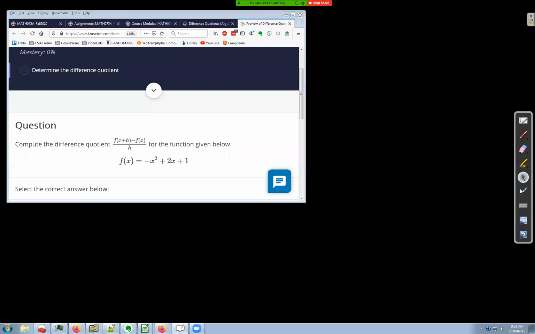So we're talking about the difference quotient. The difference quotient is this crazy formula right here, and it always looks like this. If you want to memorize it, you just memorize that formula. It's f of x plus h minus f of x, divided by h.